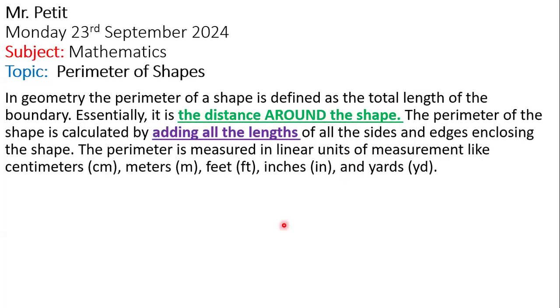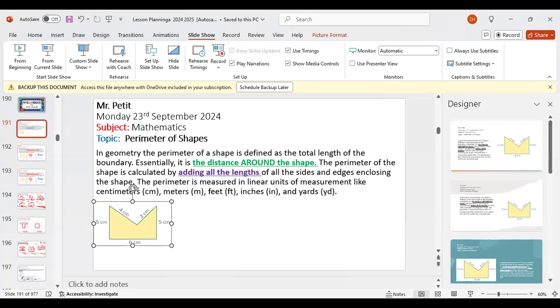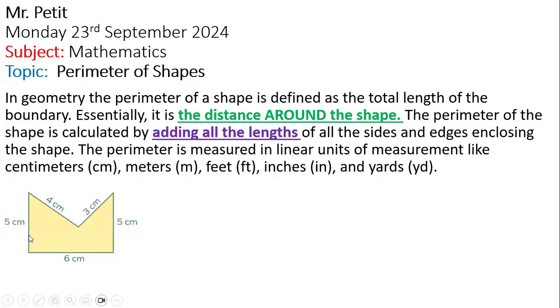And so let's look at this particular shape. We're going to look at this two-dimensional shape, a closed object. And I want you to draw this one. So draw the shape for me. It looks almost like an upside down M, right? On this side, it has 5 centimeters. On this side, it's 6. The other side is 5. The other side is 3. And the other side is 4 centimeters. So use a ruler and pencil to draw this.